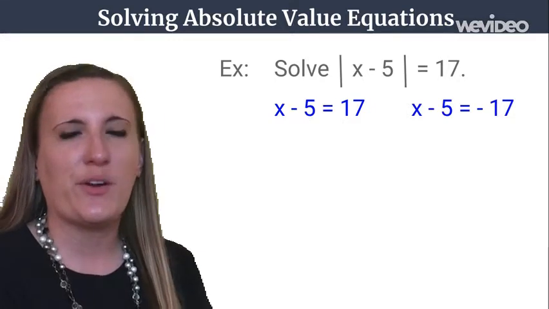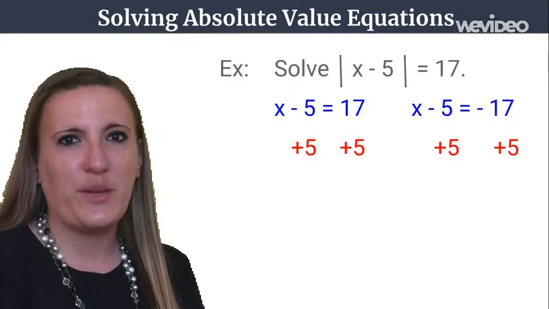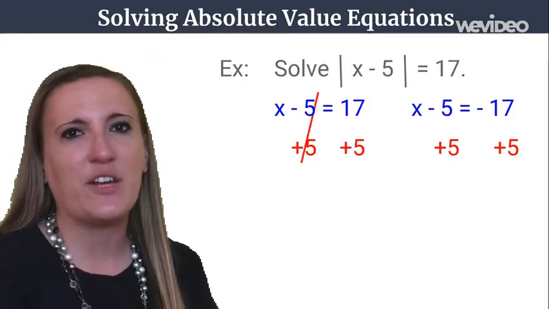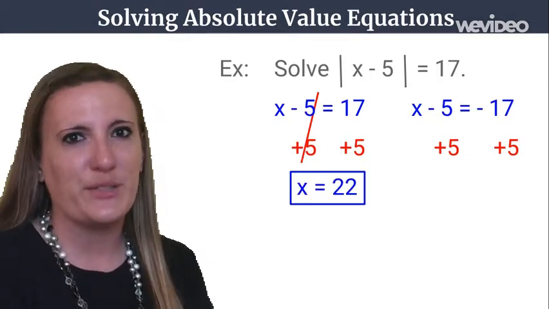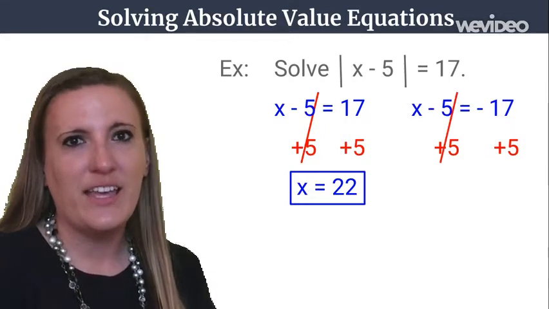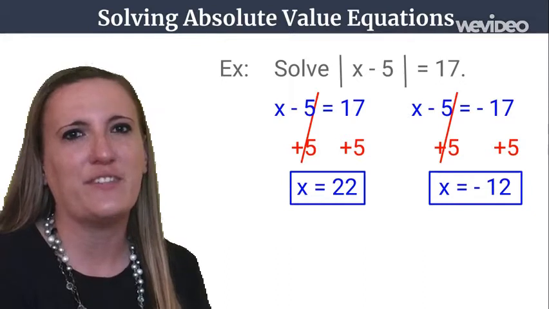For both equations, our only step to get x by itself is to add the 5. For our first equation, the 5's on the left cancel, and 17 plus 5 means our first answer is x equals 22. For our second equation, the 5's on the left also cancel, and negative 17 plus 5 means our second answer is x equals negative 12.